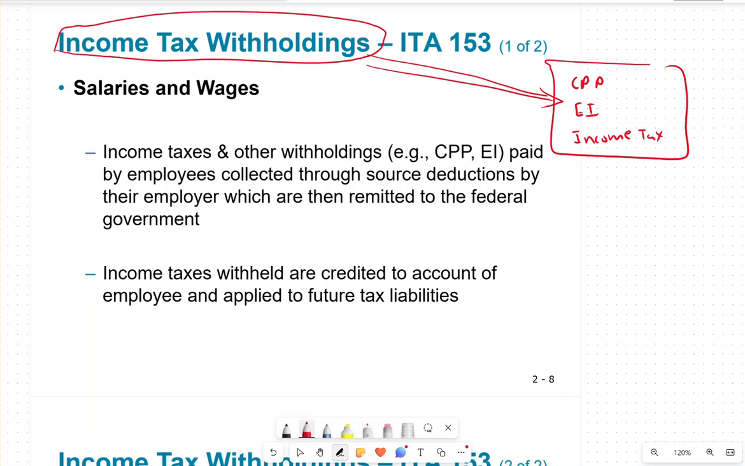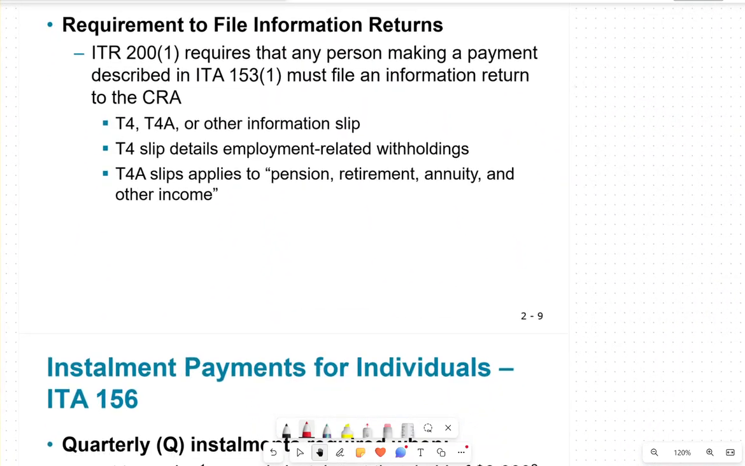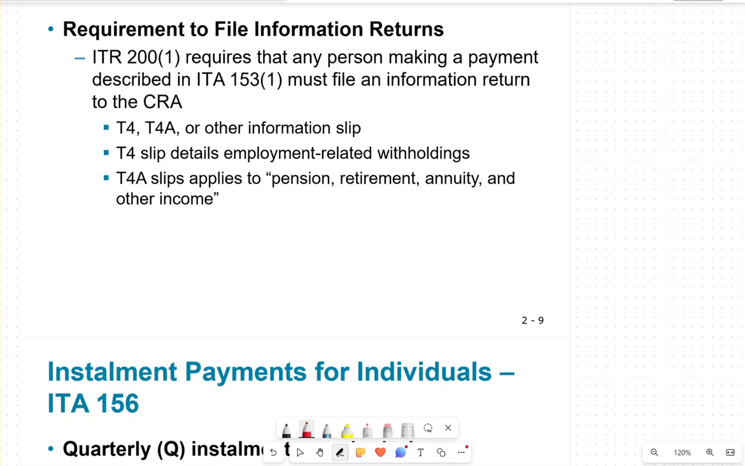If you're getting paid twice a month or bi-weekly, then the company files their return for CPP, EI, and income tax. They have to submit it to the government on your behalf. Now, the employer is also required by the Income Tax Act, which requires that any person making a payment described in ITA 152 must file an information return to the CRA.